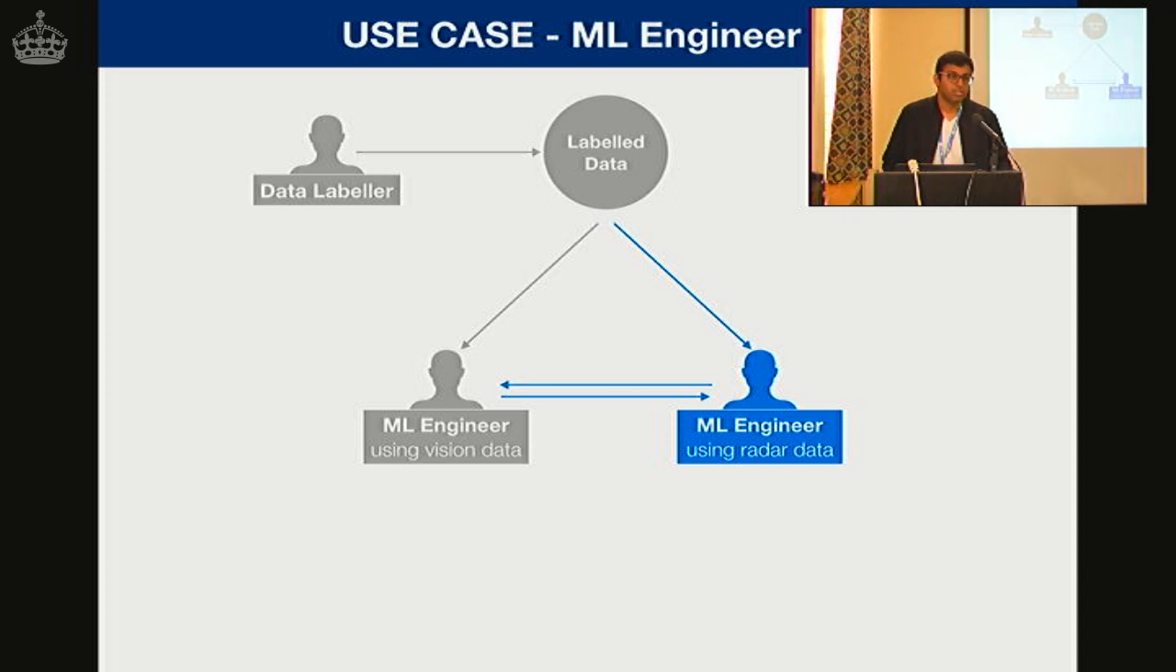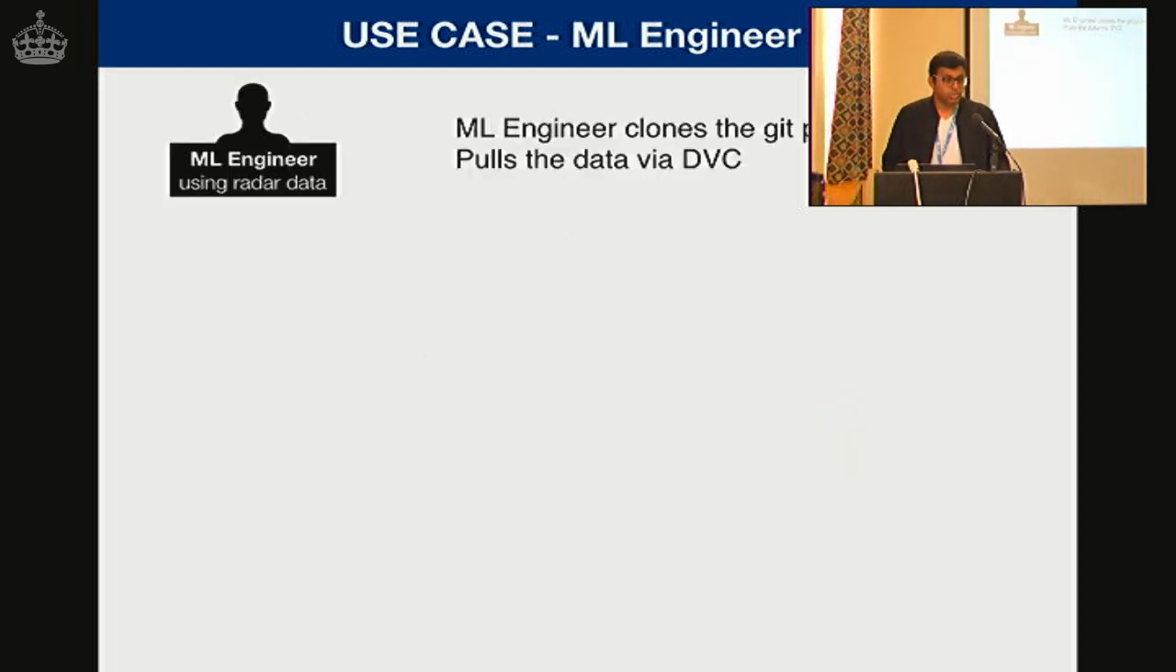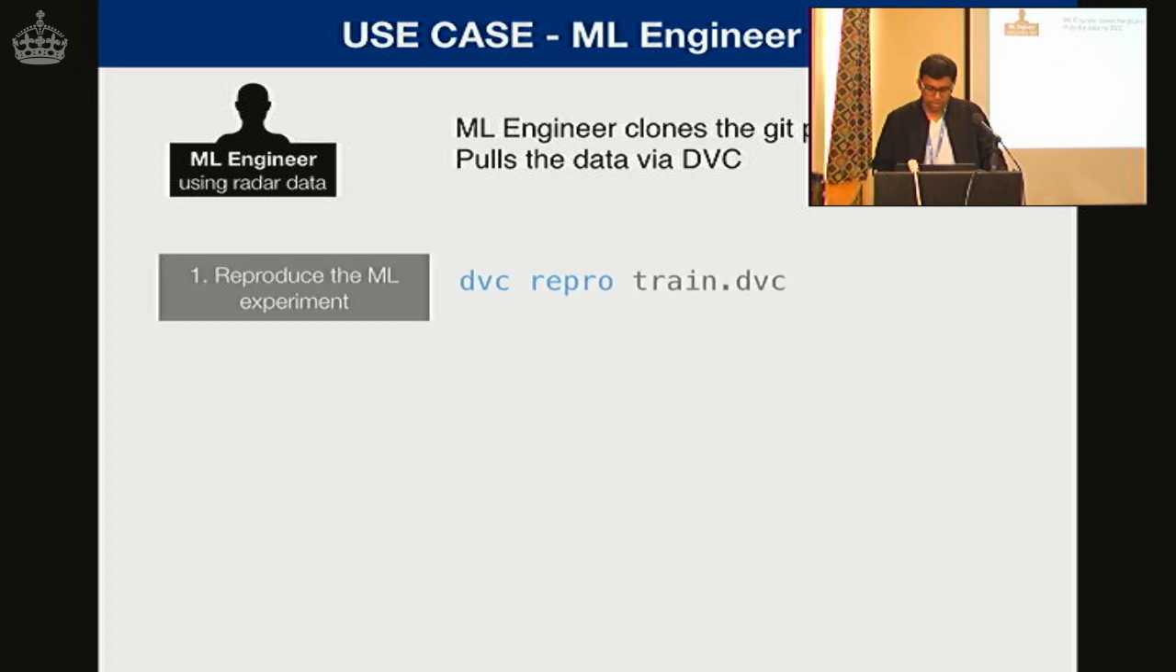So this ML engineer wants to train on top of the radar data, but she needs to build on top of the code developed by her colleague. Now she goes to the Git repository, clones it, and then she pulls the data, DVC pull data_folder.dvc. Now she has the data on her machine. So first she does DVC repro.